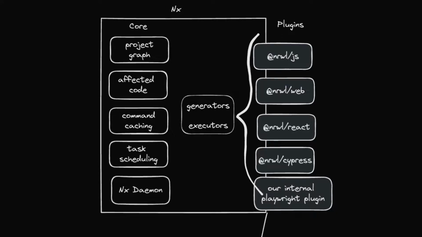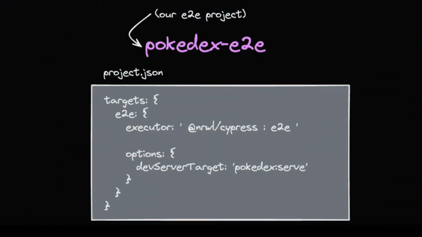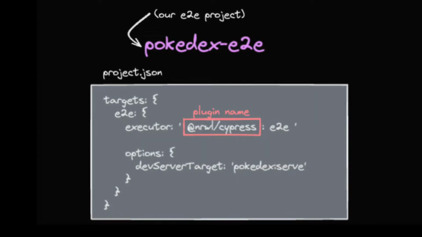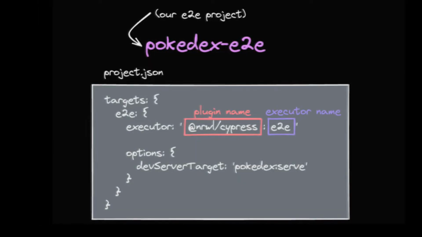So let's get started first by looking at NX executors. To help understand executors, let's start by considering the project JSON file for our example E2E project, particularly the targets section. When we first generated our React app, we initially created it using the nrwl/cypress plugin for end-to-end testing. We can see in the executor property of the e2e target where nrwl/cypress is the plugin name and cypress is the name of the executor to use from that plugin.